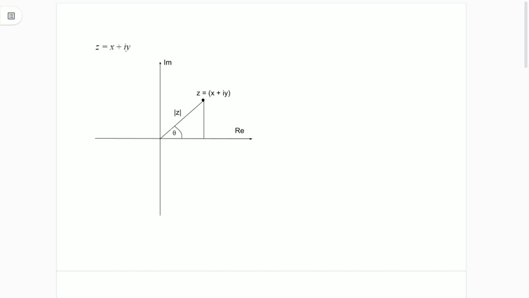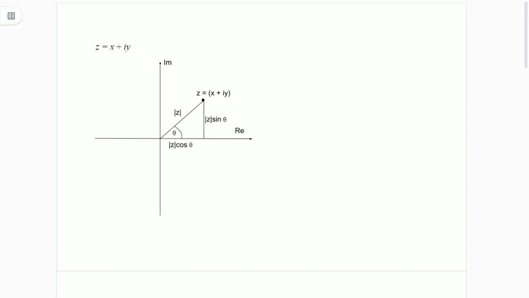We can work out x as magnitude of z cos theta, because adjacent equals hypotenuse times cos of the angle. And we can work out y as the magnitude of z sine theta, because opposite equals hypotenuse times sine theta.